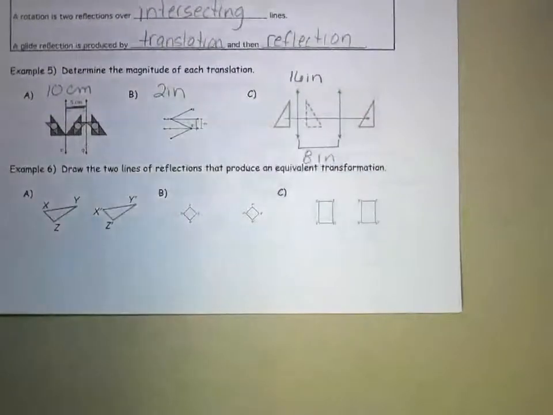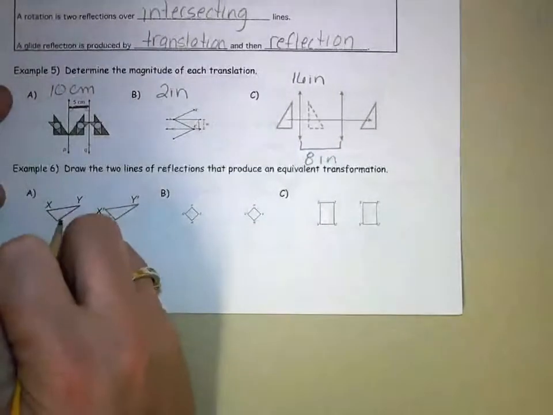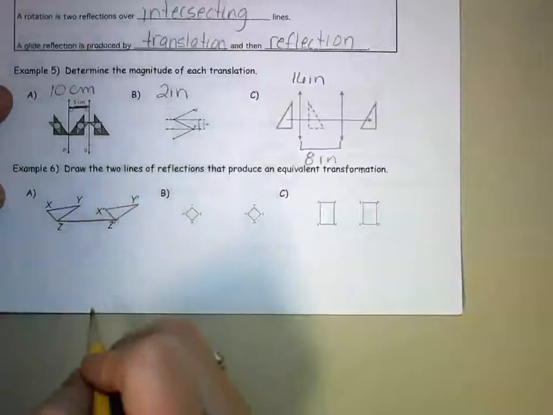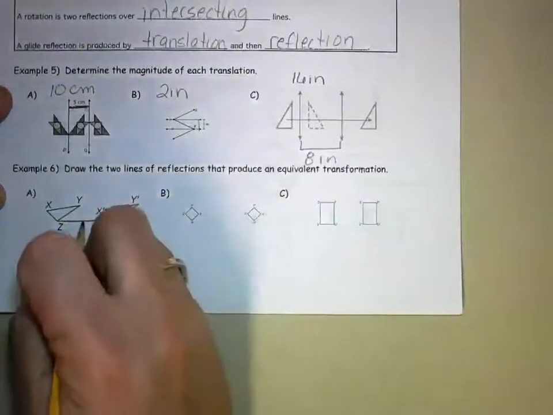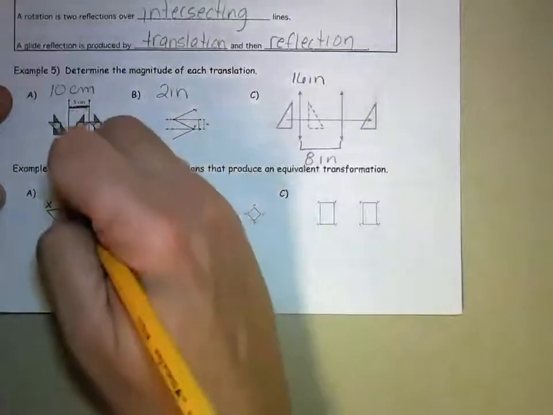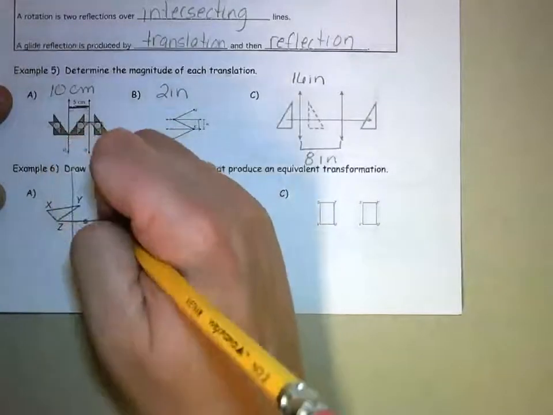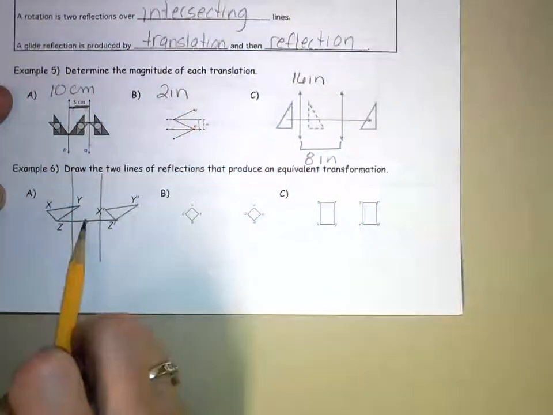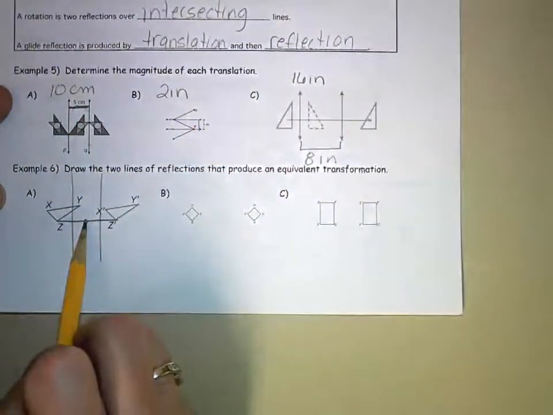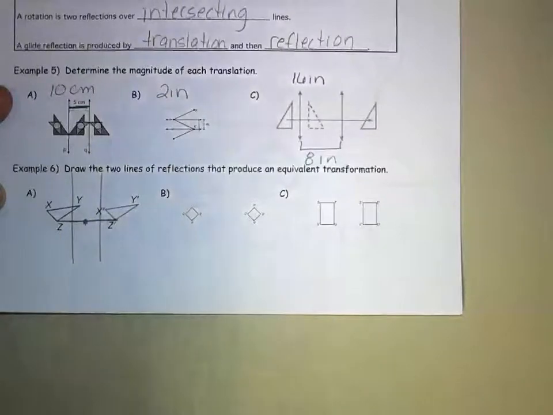Example 6, to draw the lines of reflection that produce this transformation, you connect a pre-image and an image point, and then you bisect that, or find the point in the middle, and then you do the perpendicular bisectors of each of those. So you bisect the segment, cut it in half, and then bisect each of those halves.